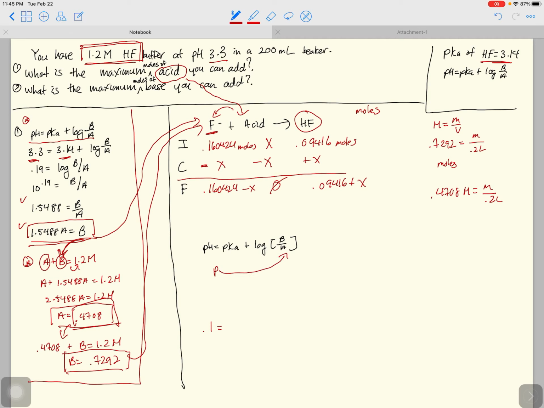Therefore, the ratio must be what? Log of 1/10. Pretty much the ratio has to be 0.1. And this is super important, guys, that the most acid I could add is 1/10. It cannot be 1/11. It cannot be 1/12. The maximum amount of acid I could add is 1/10. Therefore, we're going to have 0.1 equal to the product divided by the reactant.